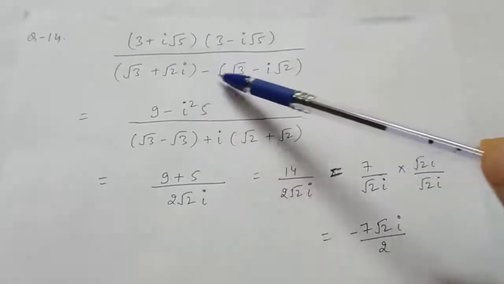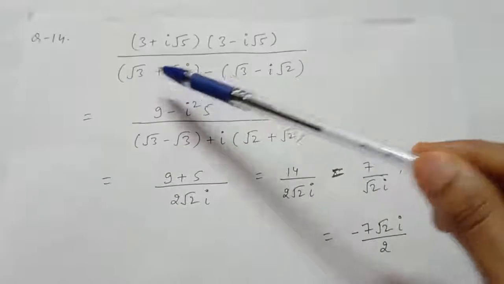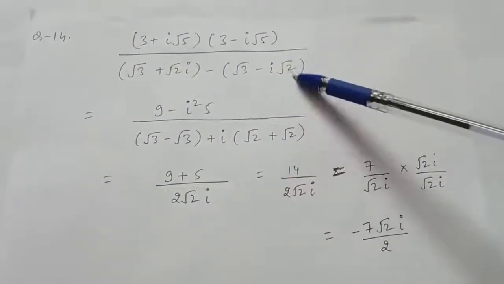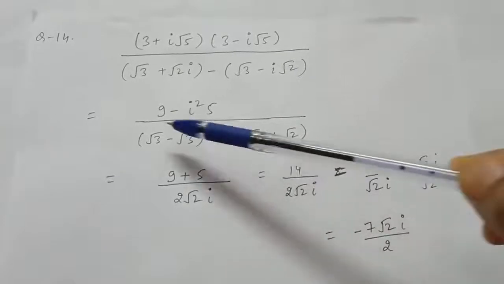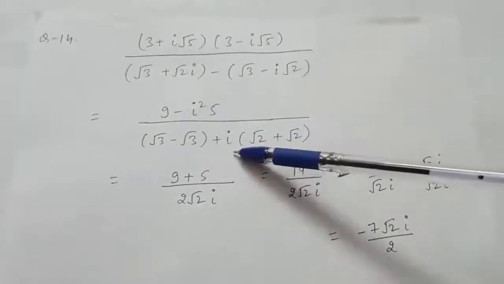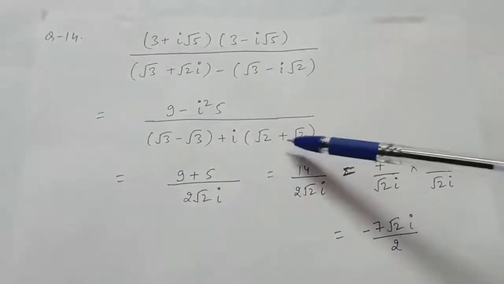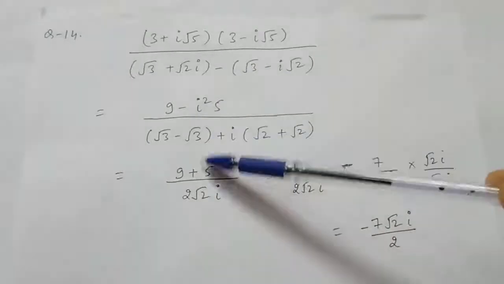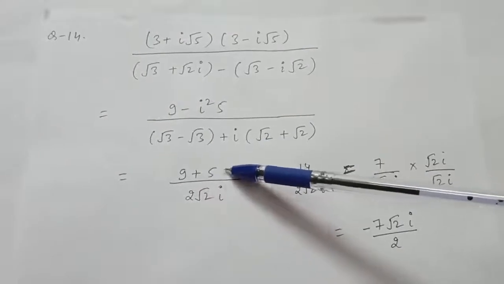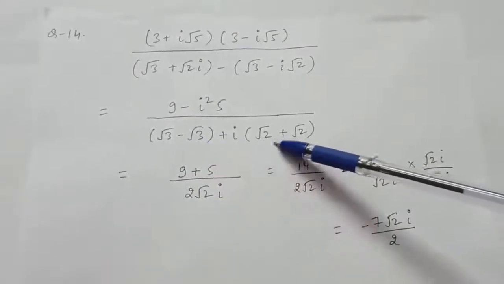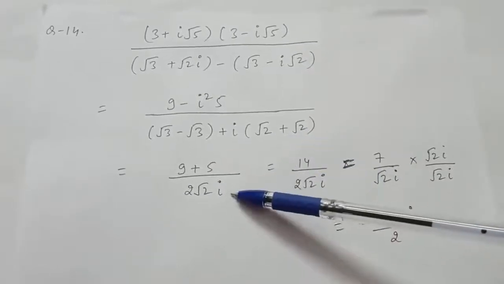Subtract these two complex numbers. So subtract the real part with the real part plus iota imaginary part with the imaginary part. So you will get root 3 minus root 3 plus iota into root 2 minus minus now plus root 2. So this will be 9 plus 5 upon root 3 minus root 3 will get cancelled. So you will get 2 root 2 iota, right?